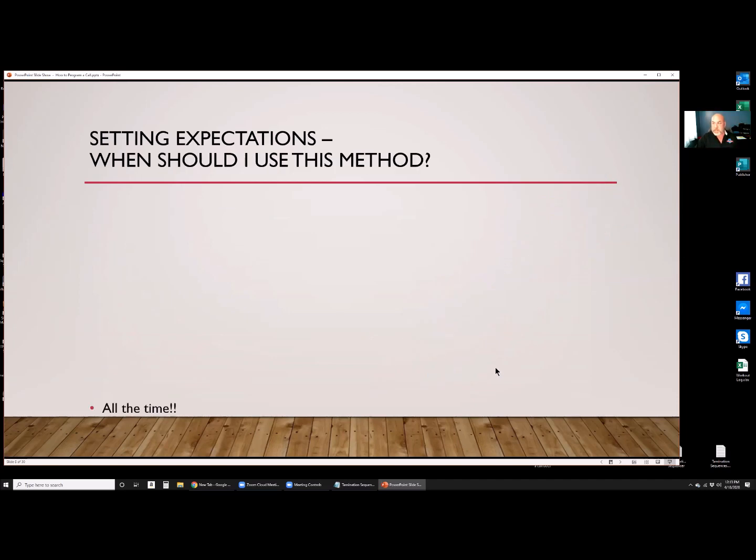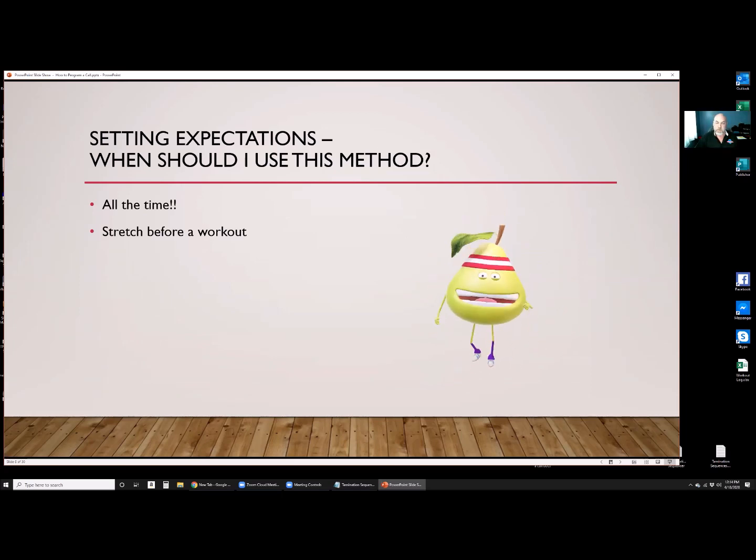Well, when is tough for me because I use it all the time, right? I use it everywhere I go. And always, I think you should start easy. You should stretch before a workout, right? You want to start down on the bottom somewhere. You've got to work your way up. You wouldn't, again, just walk in and say something really difficult.